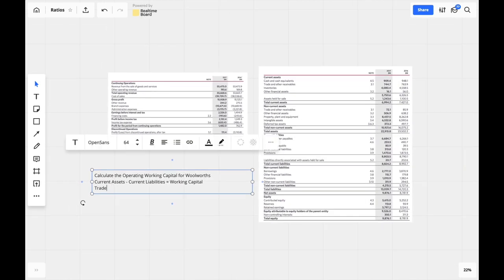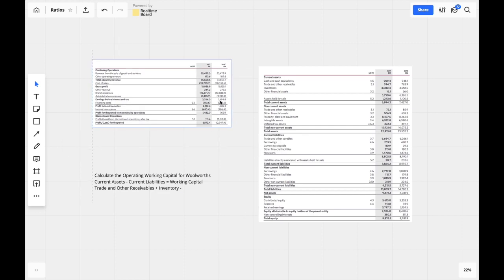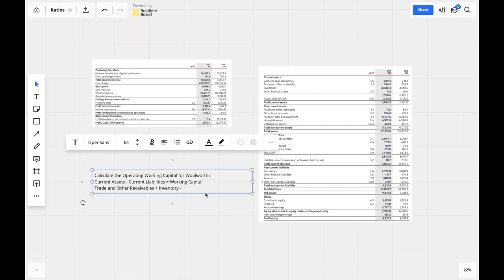We're going to look at our trade and other receivables. We're going to add our inventory. And then we're going to deduct our trade and other payables. The reason we're looking at these three in particular is because they're the three things that we have very strong control over within our business.